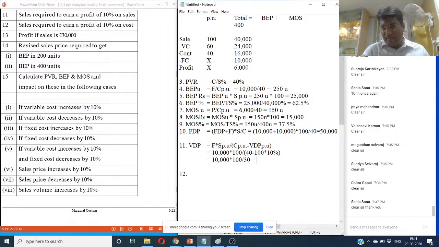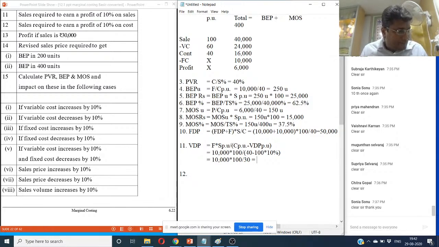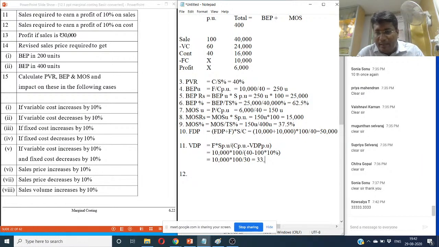What is the final answer? 10,000 into 100 divided by 30. The answer is 33,333.33.